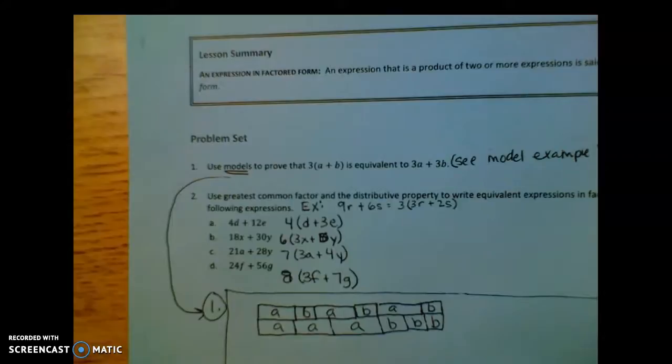If this isn't making sense, please stop and come over and see me so that we can work through some examples together before you move on to the next lesson.